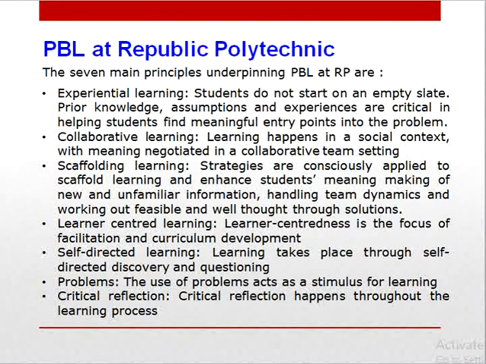Our last and fourth PBL model is at Republic Polytechnic. So this model has 7 main principles. These 7 principles are as follows. First, experiential learning. Students do not start with an empty slate. Prior knowledge, assumptions and experience are critical in providing students a meaningful entry point into the problem. The second principle is collaborative learning. Learning happens in a social context, with meaning negotiated in a collaborative team setting.